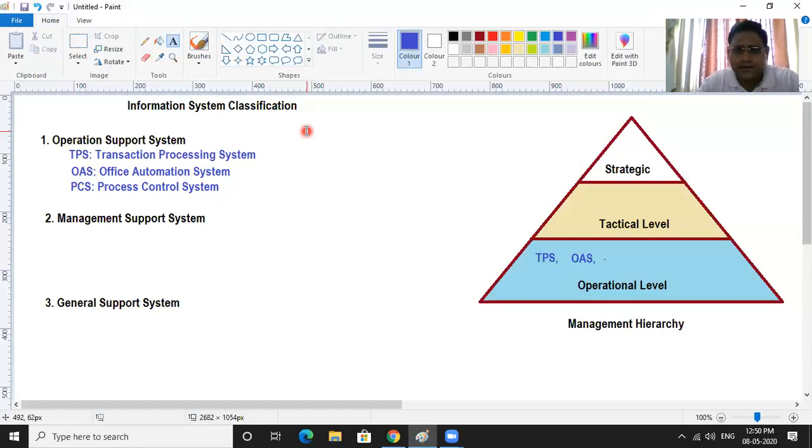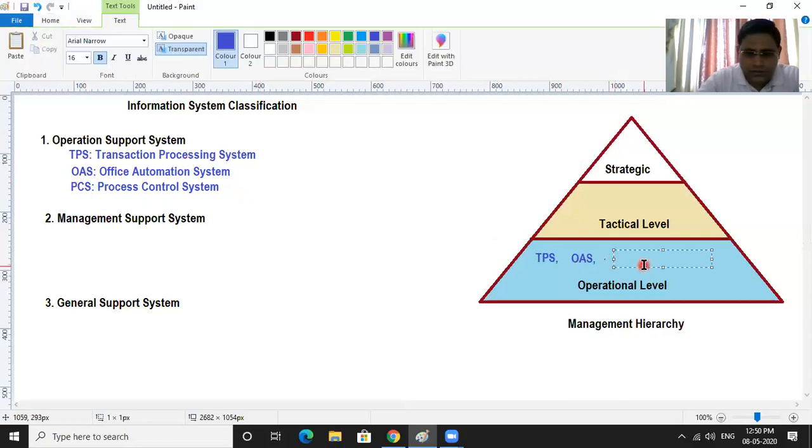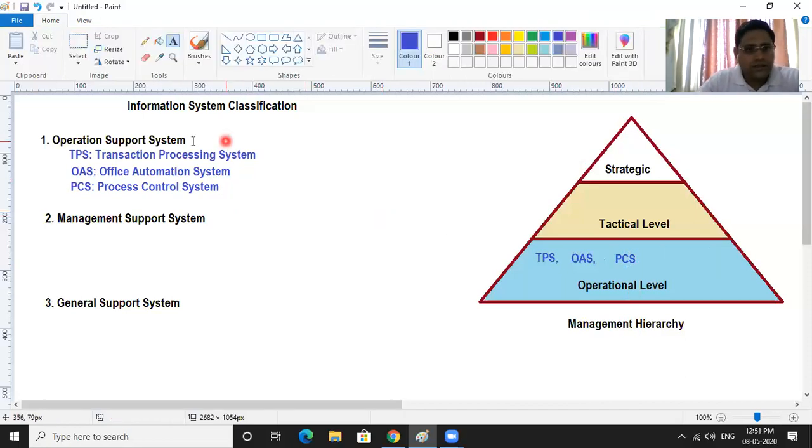A supervisor is there just to see whether things are going in the right manner or not, just to supervise, nothing else. So directly we are not supporting our managers, we are supporting our processes. These sorts of examples fall under the category of operation support system. So we can add process control system here, at the operational level. In operation support system, we are just assisting the operations within the organization.